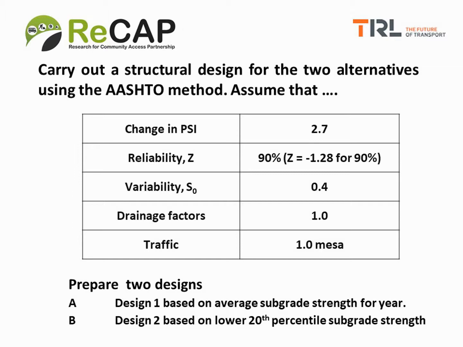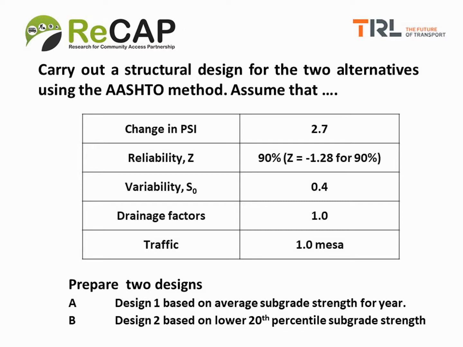I don't think I said so, but the area of this road has a relatively moderate climate. It's not a severe climate, so we're choosing 1.0 for the drainage factors. If you remember the lecture, if the weather is poor and we have severe storms, we can increase the value of the drainage factors, and that will give us a thicker pavement. And the traffic level, as we've said earlier, is 1 million standard axles.